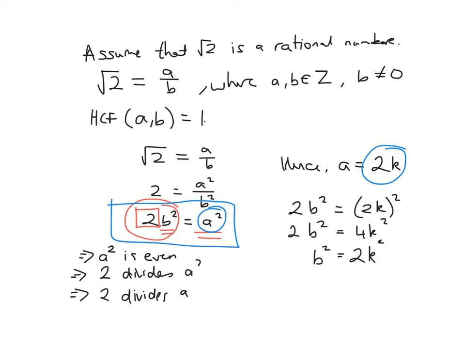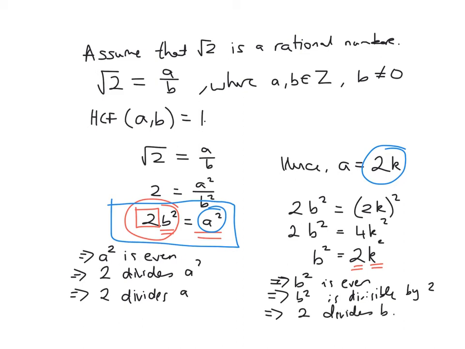Okay, so then that means, again, as k squared is an integer and it's being multiplied by 2, that therefore b squared is even, which therefore means that b squared is divisible by 2, which therefore means that 2 divides b. So we've just shown that 2 divides into a and 2 divides into b.